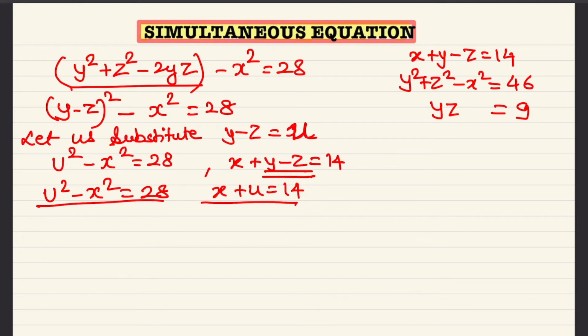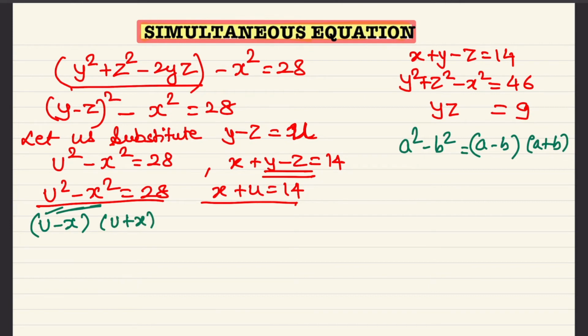Again we have another identity, that is a square minus b square equal to a minus b times a plus b. Now you see, if I use this identity over here and divide these two equations, I can get the value of u minus x. Using u plus x and u minus x, we can get the values of x and u, and we can solve the equation. So let us do that. u minus x times u plus x is equal to 28. This is one equation, and another is u plus x is equal to 14.